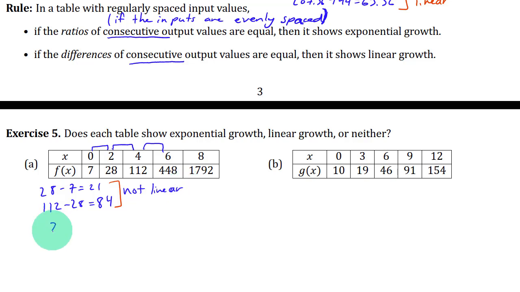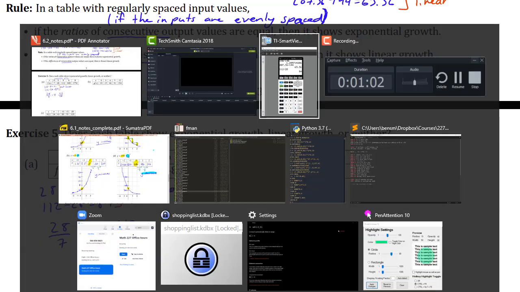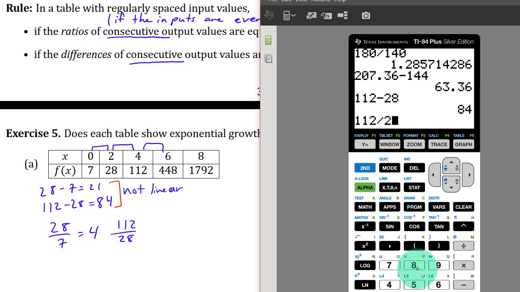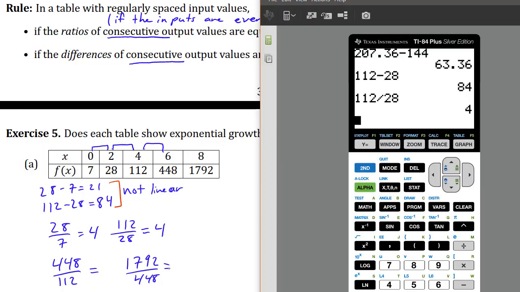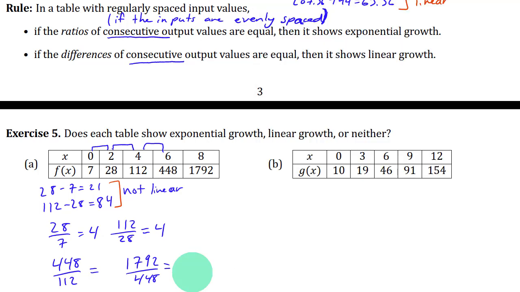Maybe it's exponential. What if we do the ratio? 28 over 7 is 4. 112 over 28 is 4. What if we do 448 over 112, or 1792 divided by 448? Let's see, does that always come out to 4? Yeah, that's 4. So this is exponential growth.